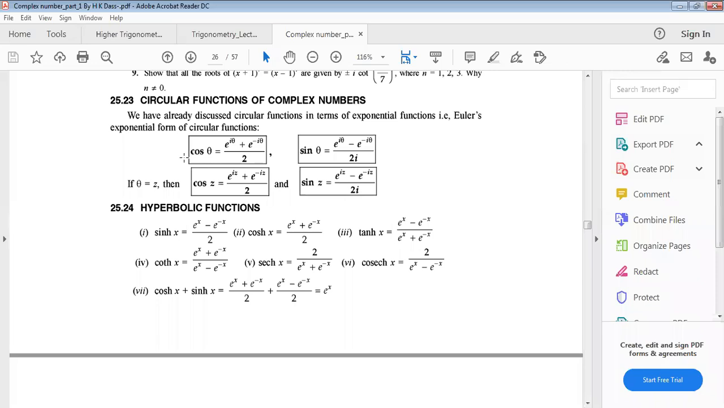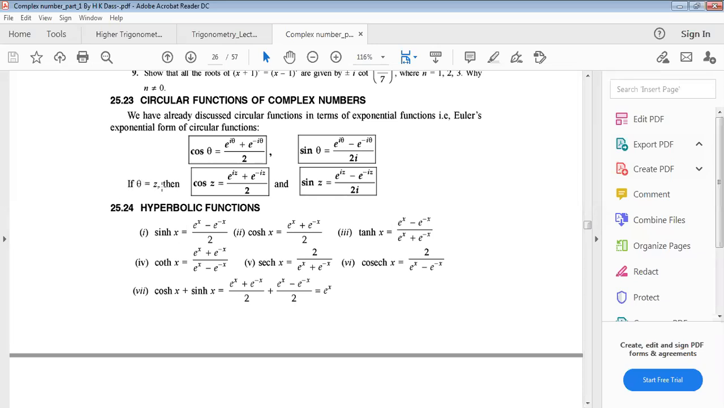Suppose cos theta equals to e to the power i theta plus e to the power minus i theta divided by 2, and sin theta will be just minus, and in the denominator twice i. This is the cos theta formula. This is the relation between exponential function and trigonometric function, cosine, and this is the sine function, and this is the relation between exponential function and trigonometric function sine.